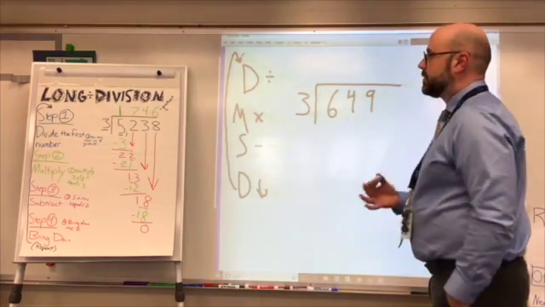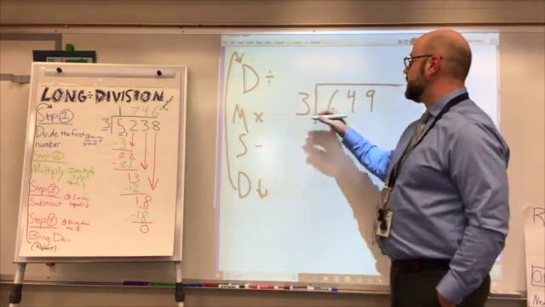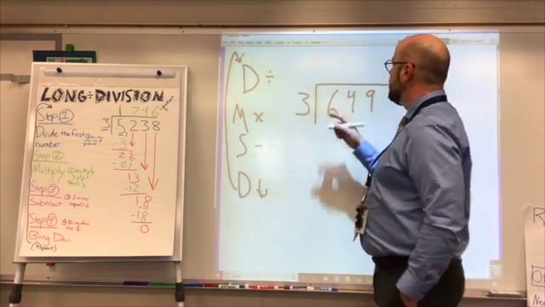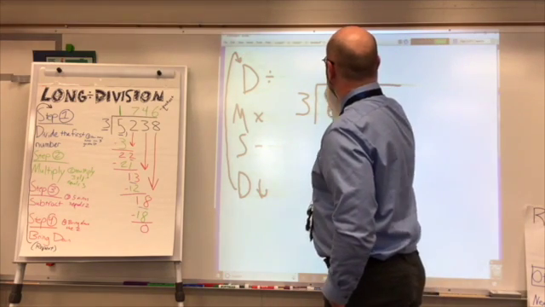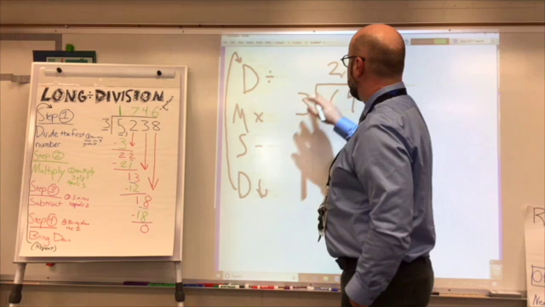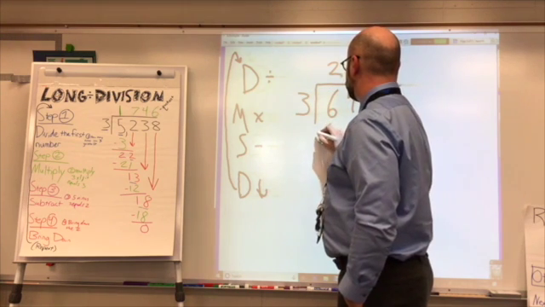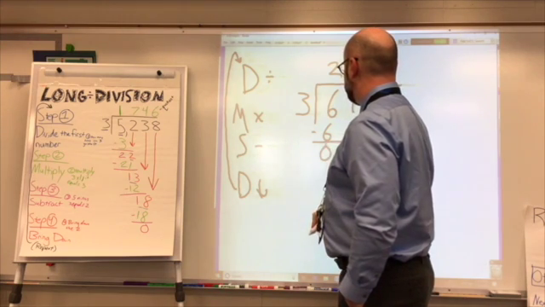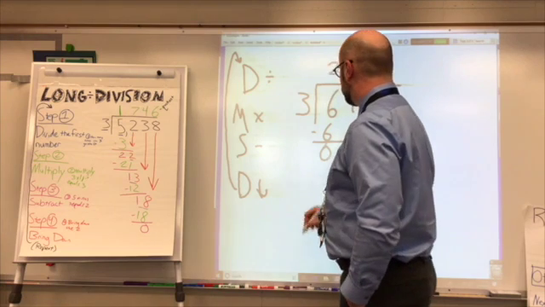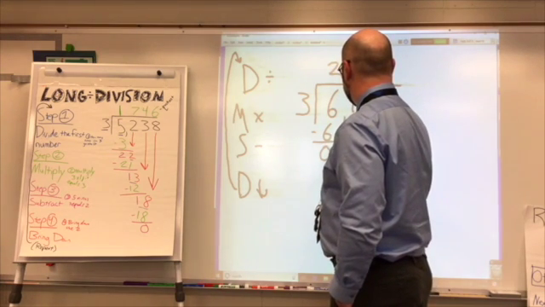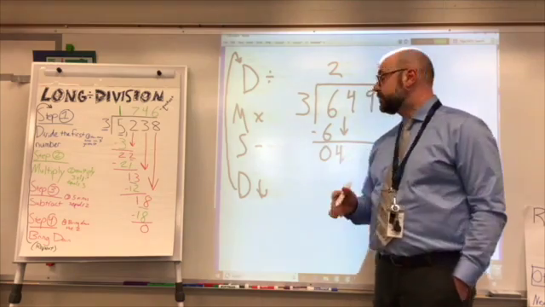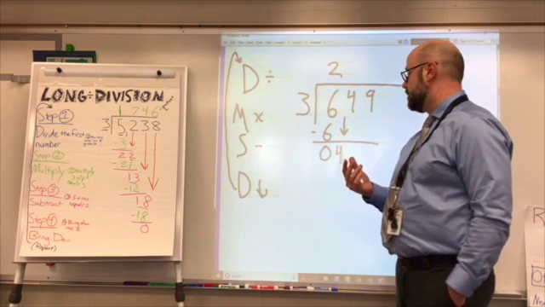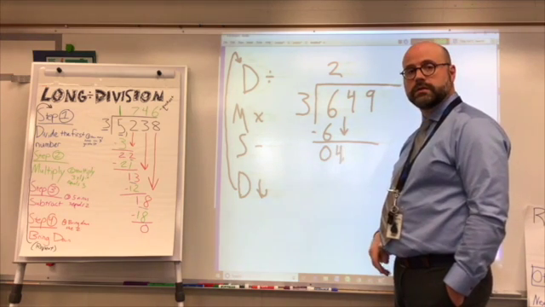All right, our first step is divide. How many times does 3 go into 6? That's 2. The 2 goes up above our 6 here. Then we multiply. 3 times 2 is 6. 6 minus 6 is 0. I've done my subtraction. Now I'm dropping. What am I dropping? 4. You'll notice that even though 6 minus 6 is 0, we're still dropping that 4 down next to it.